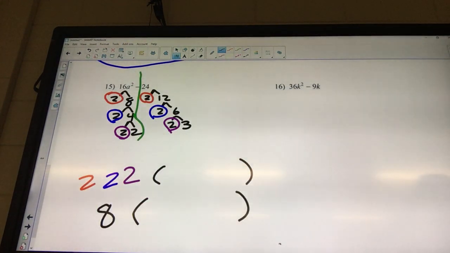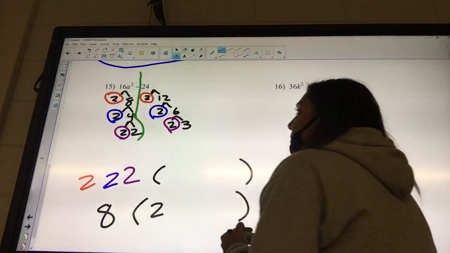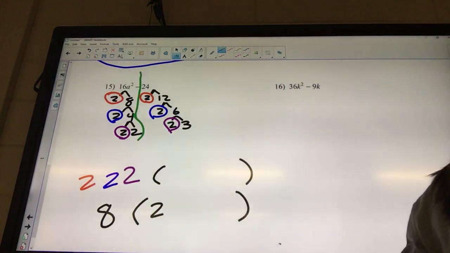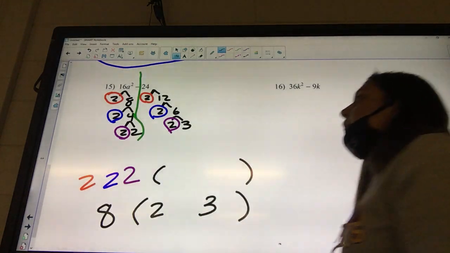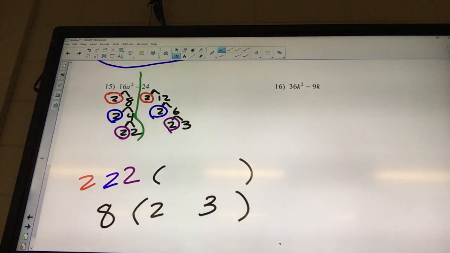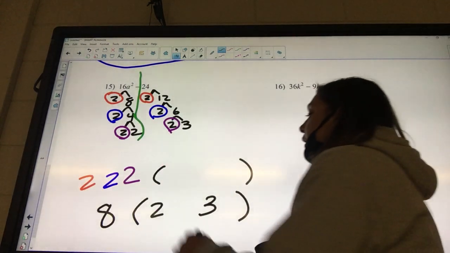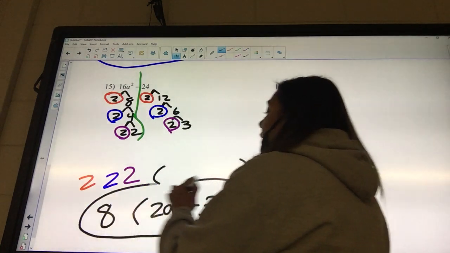So 2 times 2 times 2 is really 8, okay? So we got 16 divided by 8 is 2. 24 divided by 8 is 3. How many A's can we take? 0. We can't take none because there's none on the 24. So we're going to put A squared and put the minus sign back.